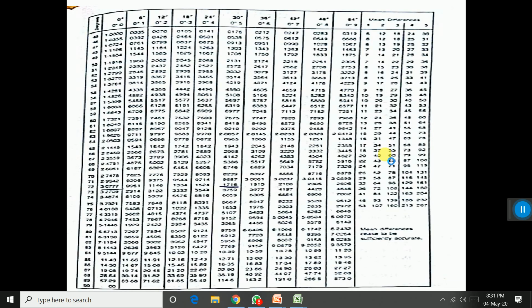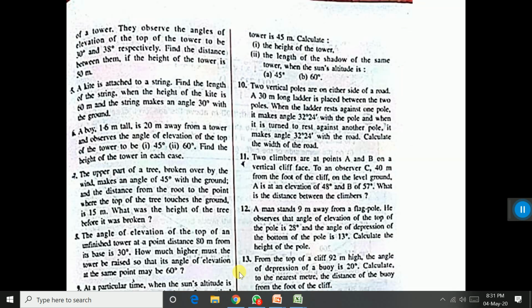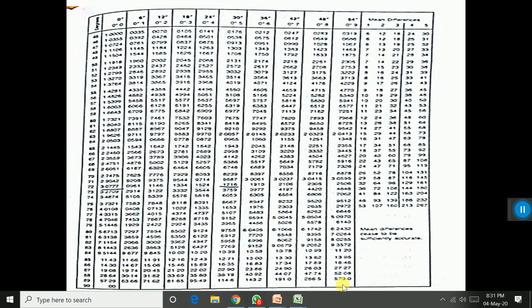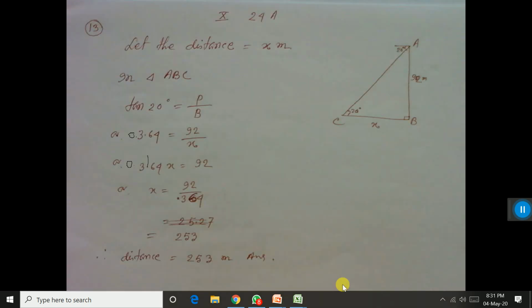Then let us see sum number 13. From the top of a cliff 92 meters high, the angle of depression of a boat is 20 degrees. Calculate, to the nearest meter, the distance of the boat from the foot of the cliff. Here the height is 92 meters, as told. The distance you see, I consider x meters, and the angle is 20 degrees.